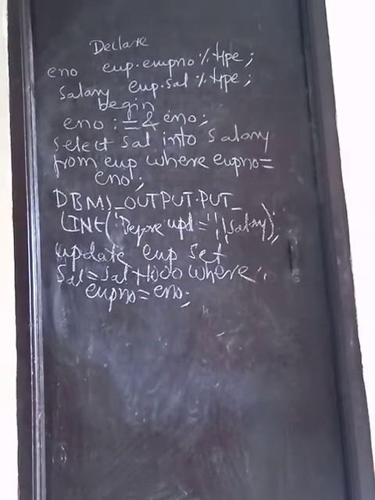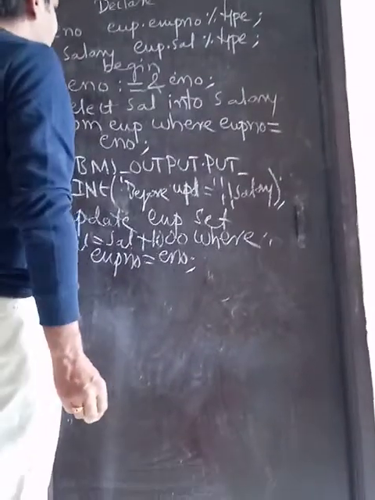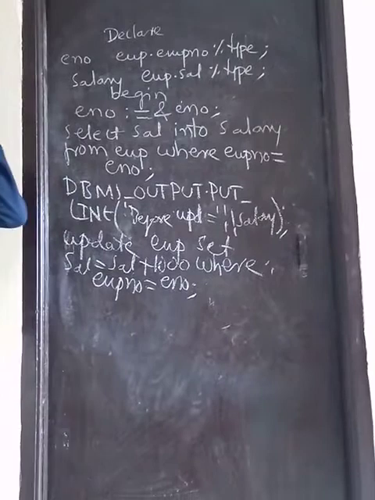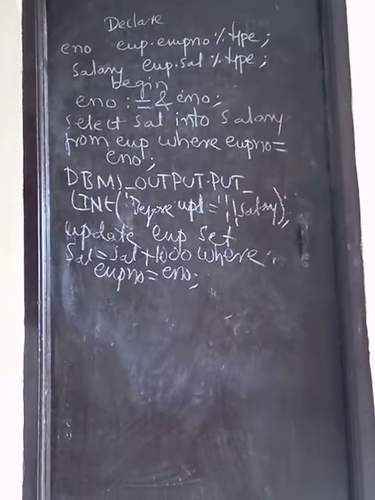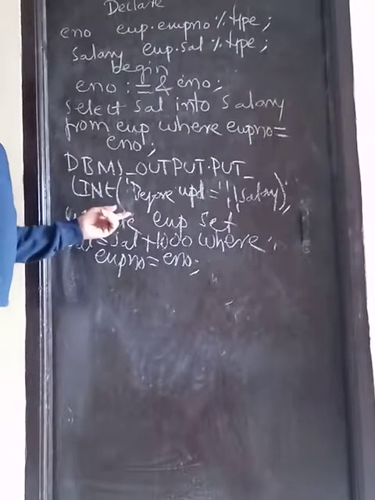Okay, where employee number equal to E number. So automatically salary will update. Then we will perform after updation. Write this one. Okay. So again we should perform this one and we should write after updation.